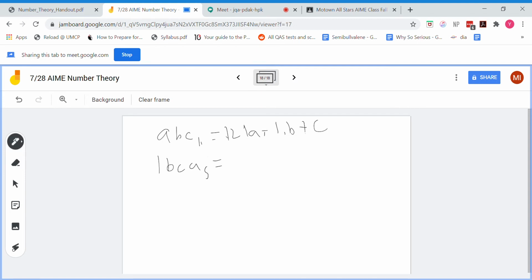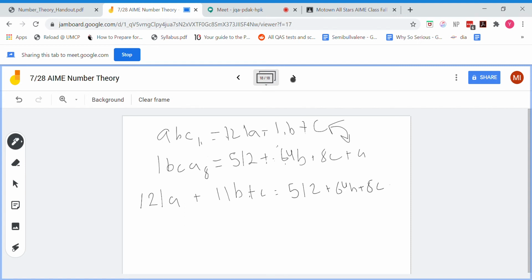And 1BCA in base 8 is 512 plus 64B plus 8C plus A. Alright? And so these base 10 representations are equal. So we have 121A plus 11B plus C equals 512 plus 64B plus 8C plus A. And if we collect the terms, we'll end up with 120A equals 512 plus 53B plus 7C.